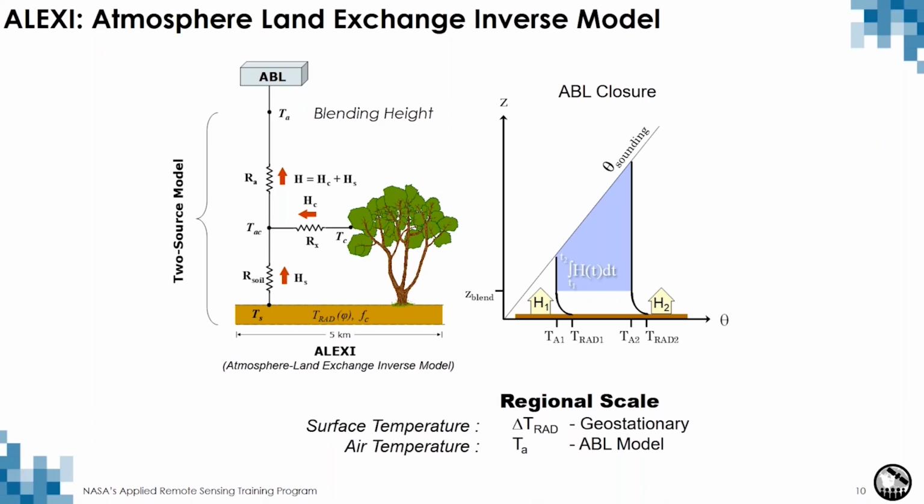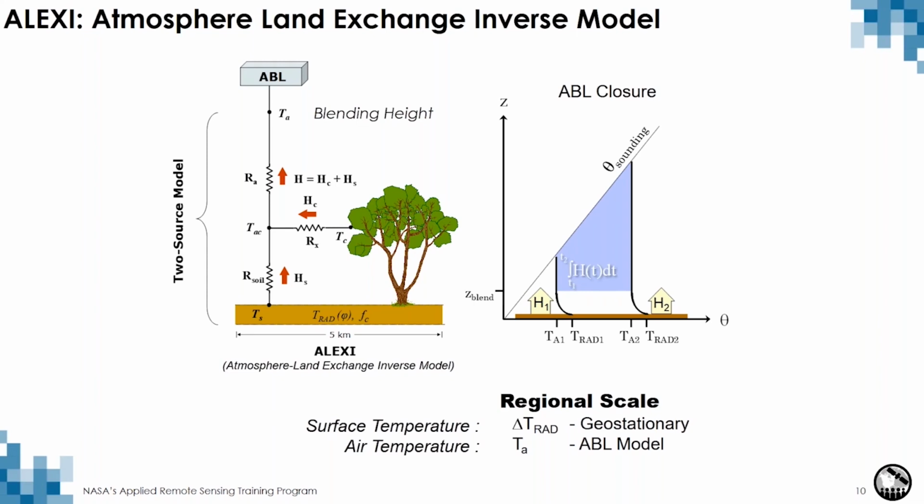So the main real additional development for ALEXI from its original two-source model implementation was to couple the two-source energy balance model with a boundary layer model above it, so that we can actually model that temperature at the blending height based on what we were seeing from the changes in land surface temperature. Land surface temperature, we measure from satellite, and ALEXI is really driven, like most of these energy balance models, by that land surface temperature.